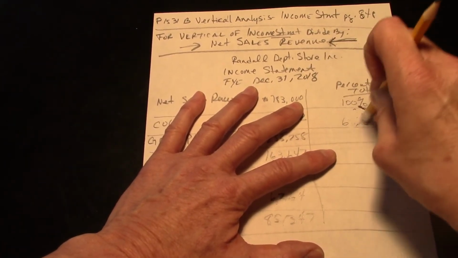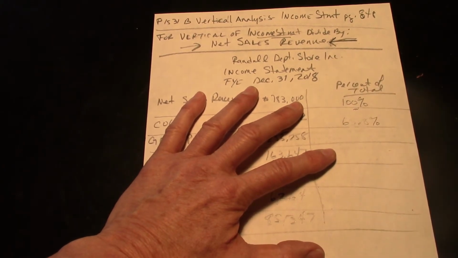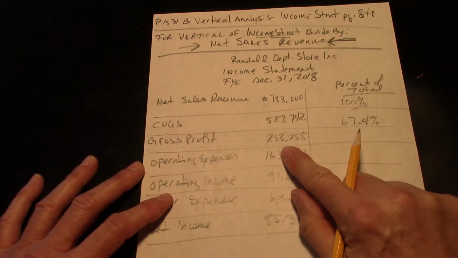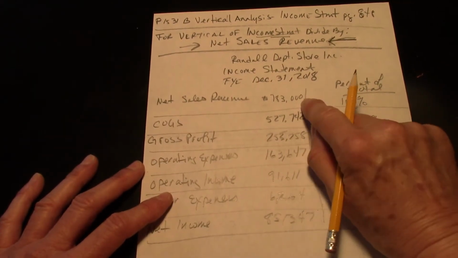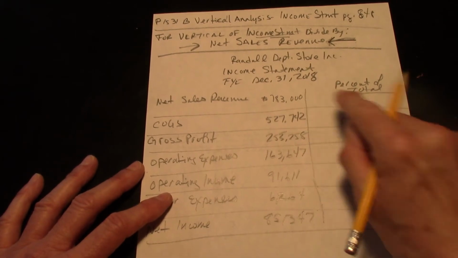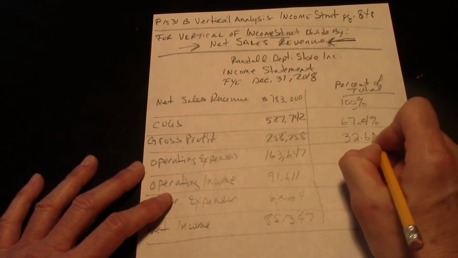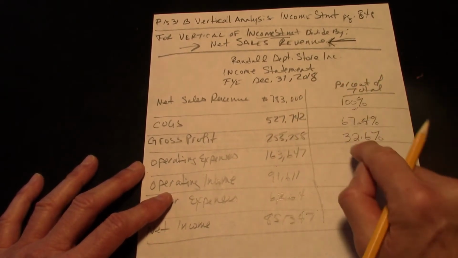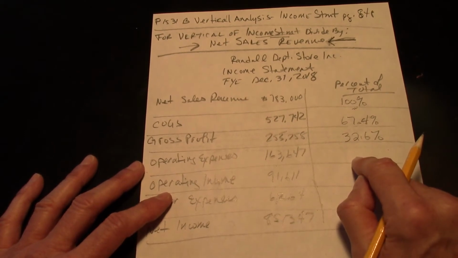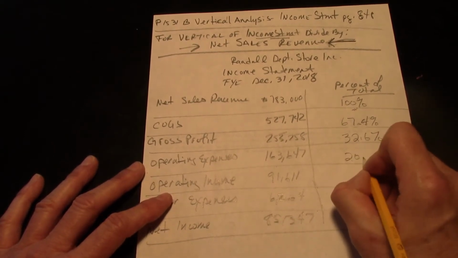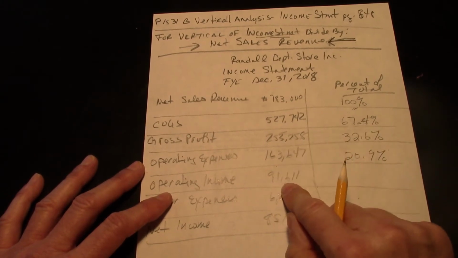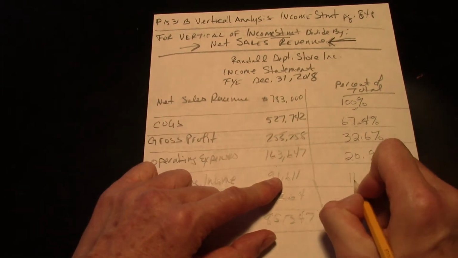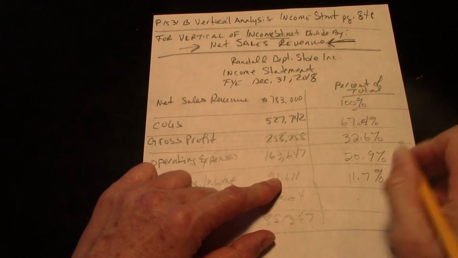I'm sorry, that's the industry average. The industry average is 65.8. The actual number is 67.4. All right. So 258 divided by 783,000 is 32.6. 647 divided by 783 is equal to 20.9. 91,611 divided by 783 is 11.7%.